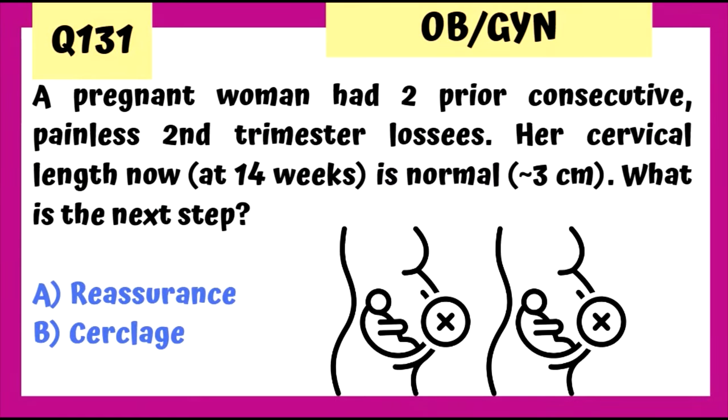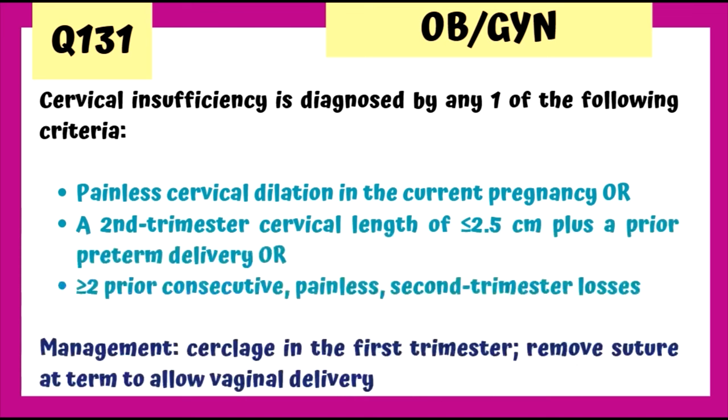Question 131. A pregnant woman has 2 prior consecutive painless second trimester losses. Her cervical length now at 14 weeks is normal, about 3 centimeters. What's the next step? A cerclage, because this would be an indication for cerclage since she's had 2 prior consecutive painless second trimester losses. Cervical insufficiency is very important, and is diagnosed by one of the following criteria.